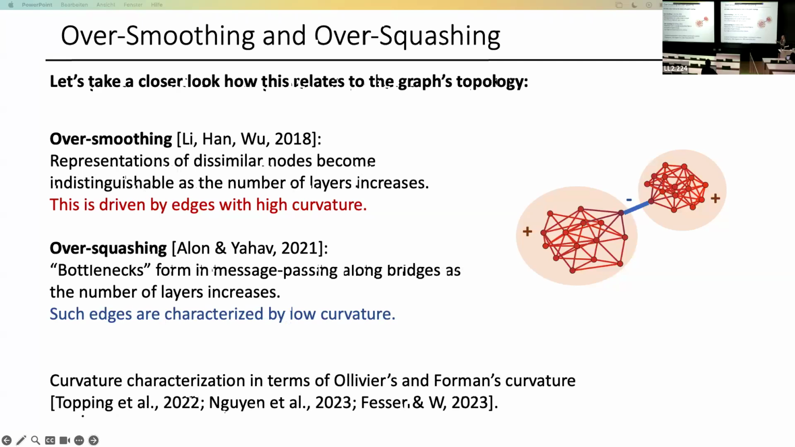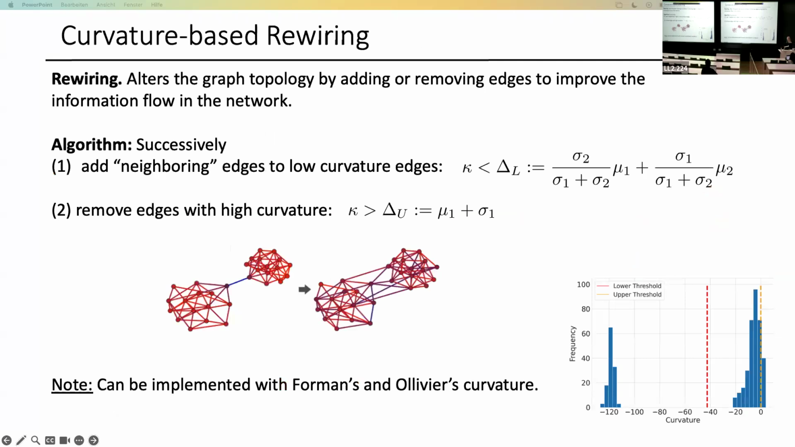So this is just saying this heuristically. For Ollivier curvature, we can show the same with Forman curvature and also with other curvatures. So this is a general insight: if we have a meaningful curvature, it should give us that characterization. So how can we now use those insights?